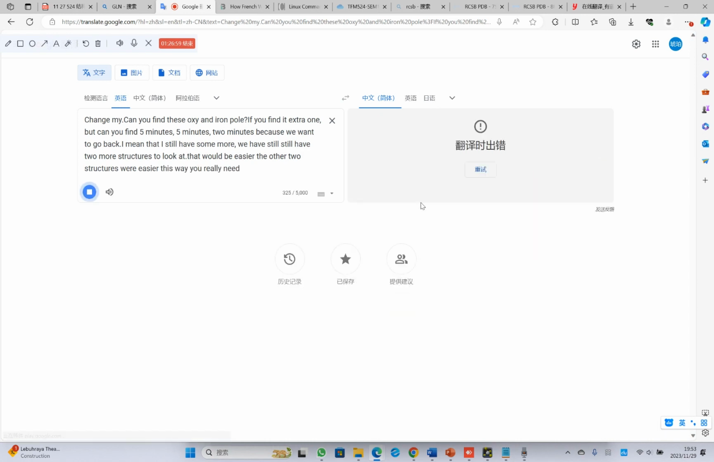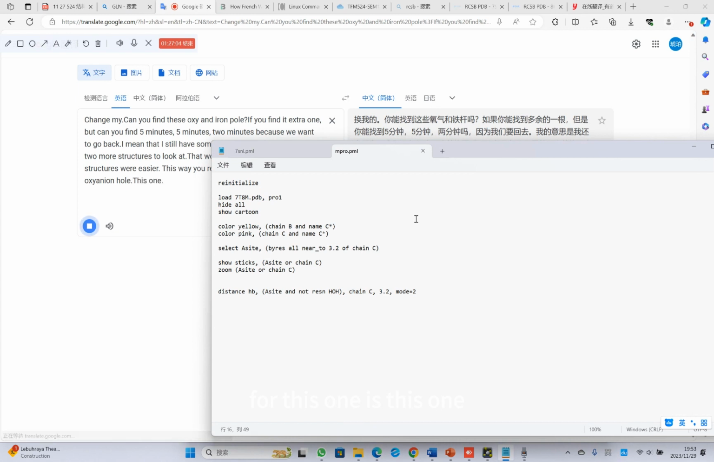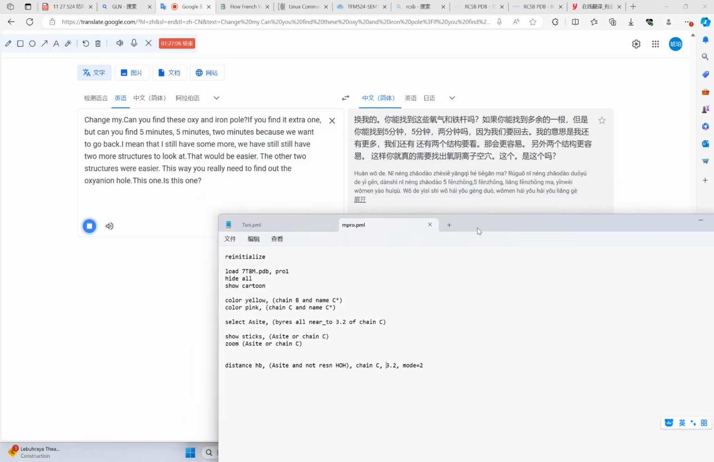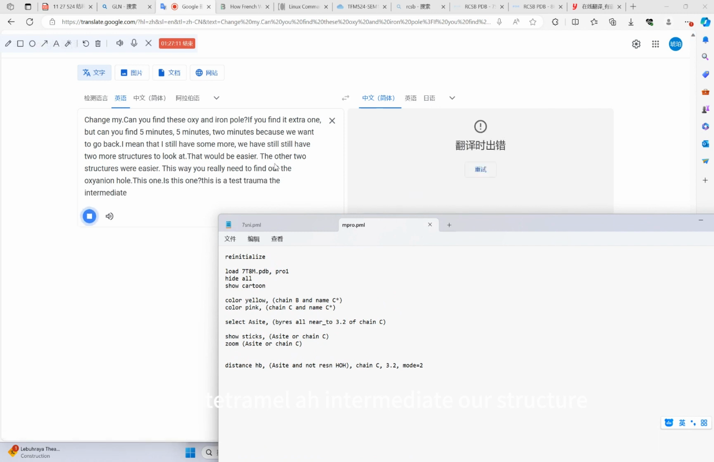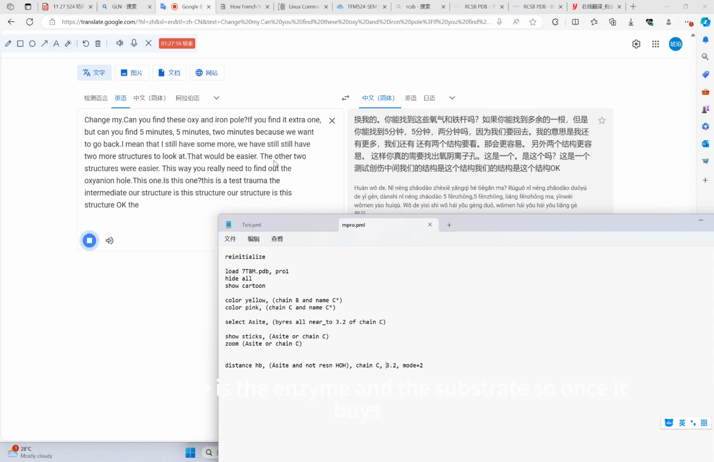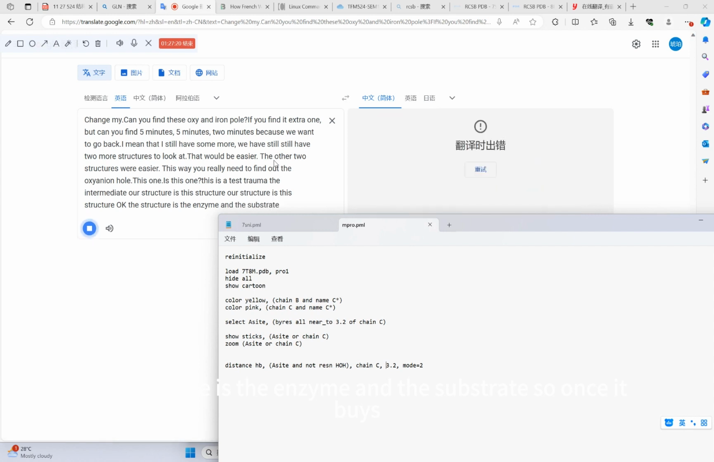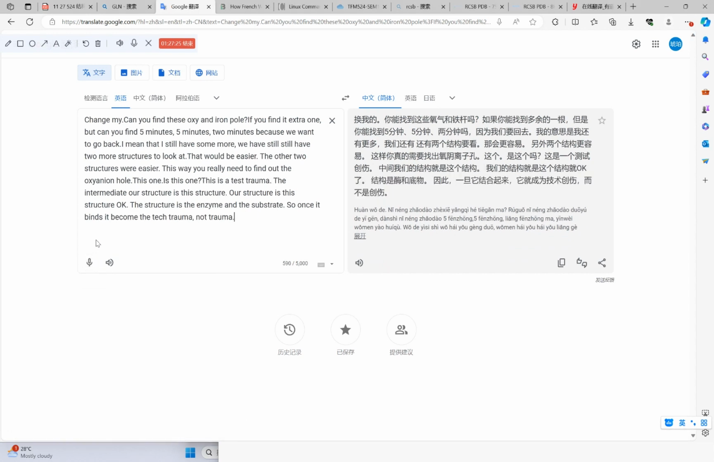You really need to find out the oxy-anion hole. This one is this one. This is a tetrahedral intermediate. Our structure is the enzyme and the substrate. Once it binds, it becomes the tetrahedral intermediate. We want to see how this negative charge is stabilized by the enzyme.